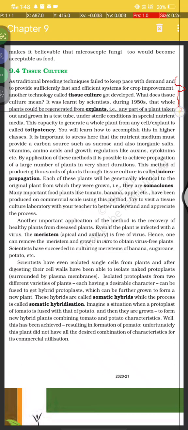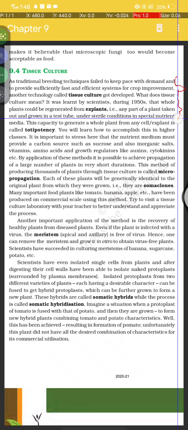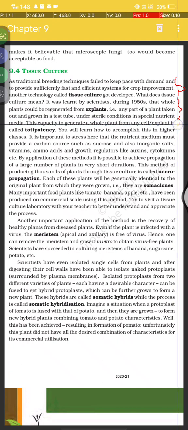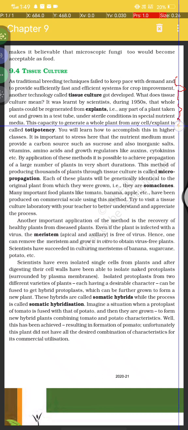The whole plant could be generated from any part of a plant that is taken out and grown in a test tube, under sterile conditions with nutrients and media. This capacity to generate a whole plant from many cells or explants is called totipotency. You will learn how to accomplish this in higher classes.